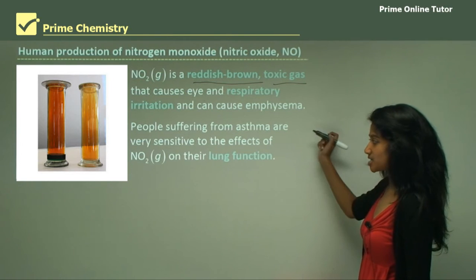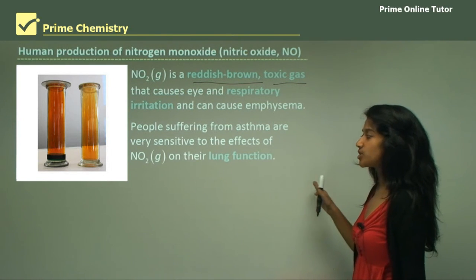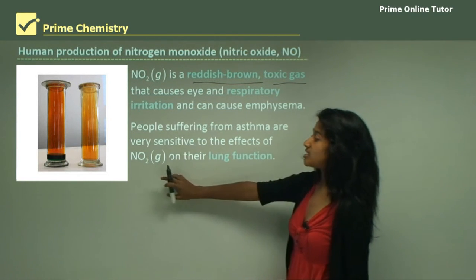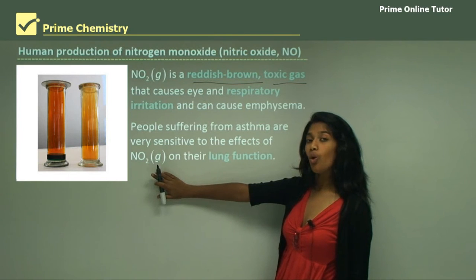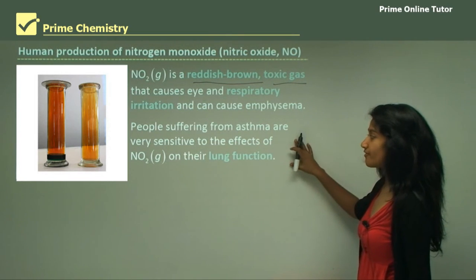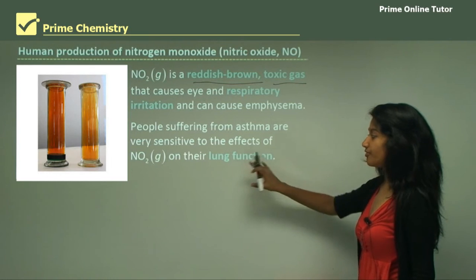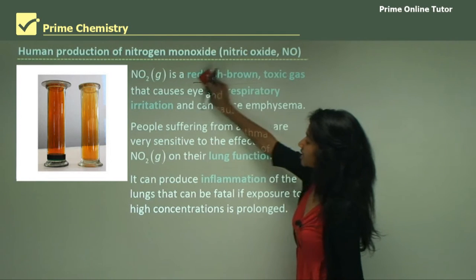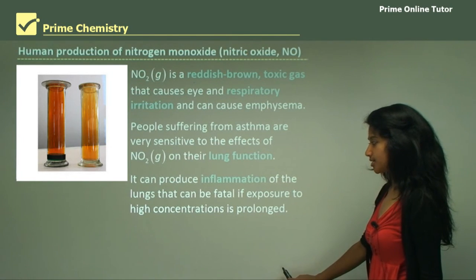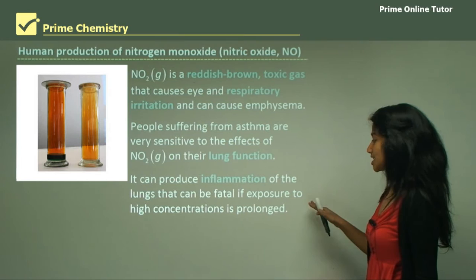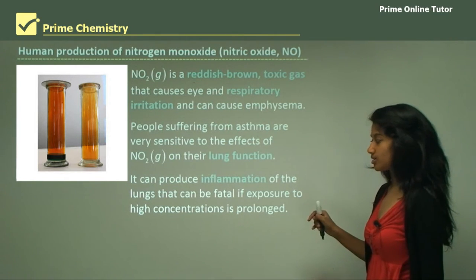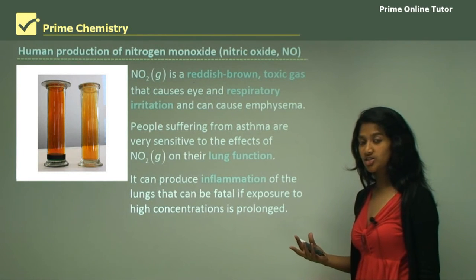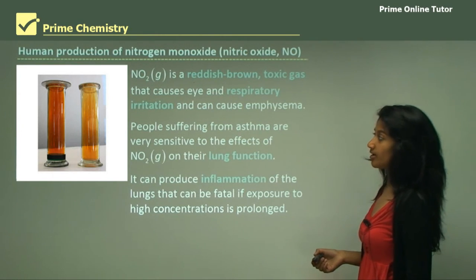People suffering from asthma are very sensitive to the effects of nitrogen dioxide on their lung function. So this is a very important thing. And nitrogen dioxide concentrations should always be monitored, because people suffering from asthma can have effects due to high concentrations of nitrogen dioxide. It can also produce inflammation of the lungs that can be fatal if exposure to high concentrations is prolonged. So these are a few different disadvantages of having large concentrations of nitrogen dioxide in the atmosphere.